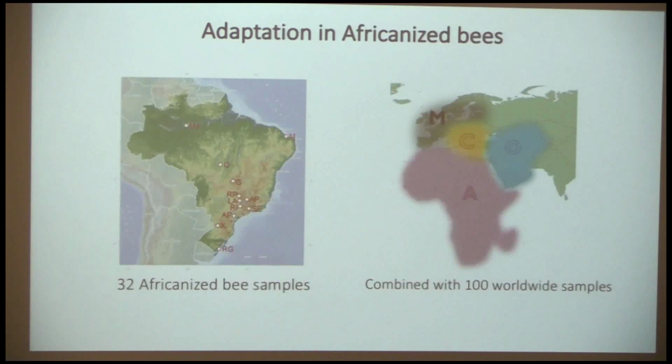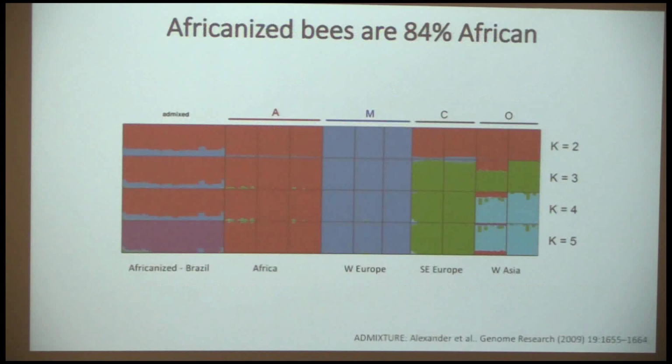So what we've done to look at this is to take samples of Africanized bees from Brazil, from several different locations, but this is the region which is very close to the center of the Africanized bees, in Sao Paulo. And we combine them with our worldwide data set from Europe. Here you can see an admixture plot, which shows the proportion of ancestry from these four different European groups, the A, M, C, and O, compared with the Africanized bees. And I think probably four is the most informative, where you see these four different European groups, and you can see that the Africanized bees are a mixture of mainly African, but with a lot from this Western European group.